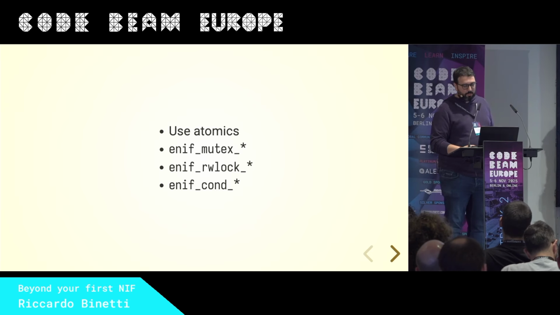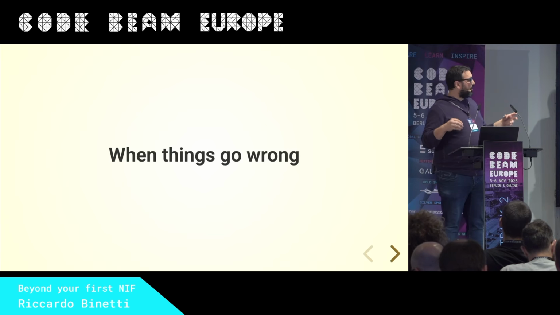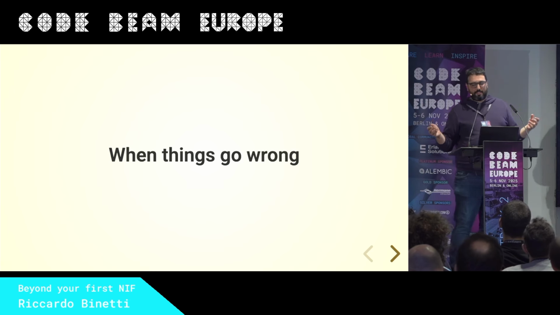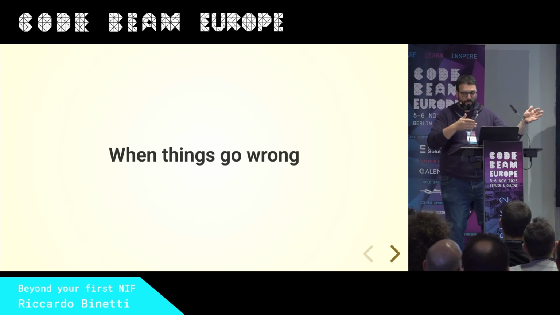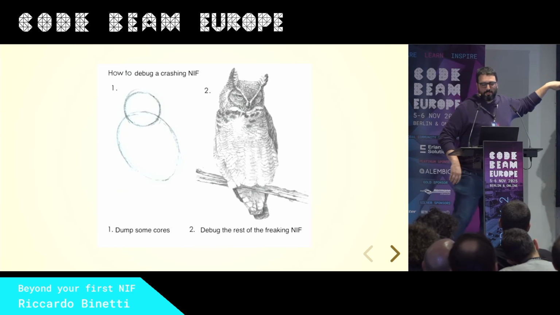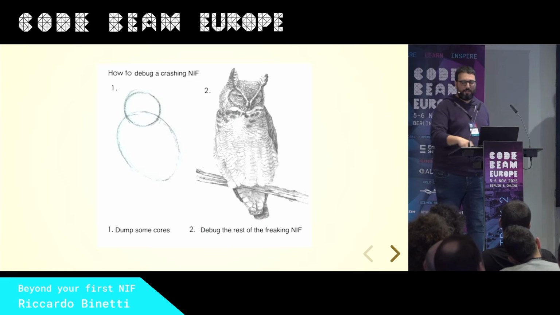Speaking about stuff that goes wrong, so what do you do? Now, unfortunately, debugging seg faults is not something I can go through in 5 minutes. So this is the part of the talk where I will draw some circles and just tell you: debug the rest of the friggin' NIF.